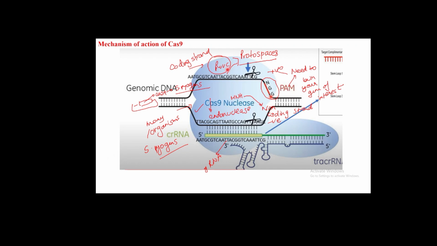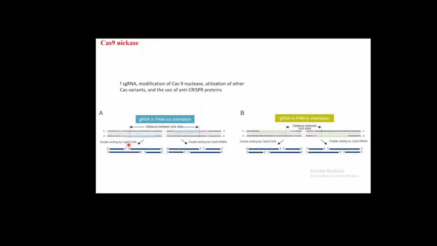Also, I just want to clarify: if you modify the RuvC domain, there will be no nicking in your coding strand. If you modify the HNH domain, there will be no nicking in your non-coding strand. So there are two types of mutation. For example, D10A, where aspartate is converted into alanine. Similarly, H840A, where histidine is converted into alanine at the 840 position of the Cas9 protein.